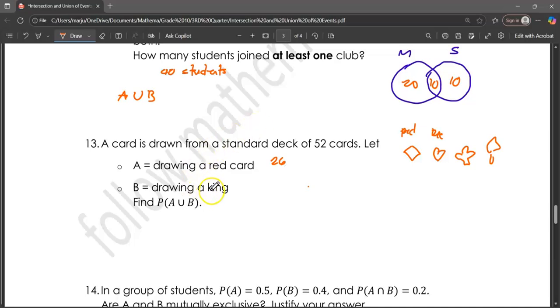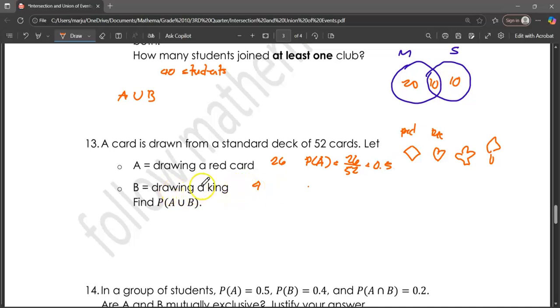And then drawing a king. Ilang king ba meron? So, there are 4 only, right? So, apat lang yung king natin. So, ang probability of A is just 26 out of 52, or simply, this is just 0.5 or 1/2.